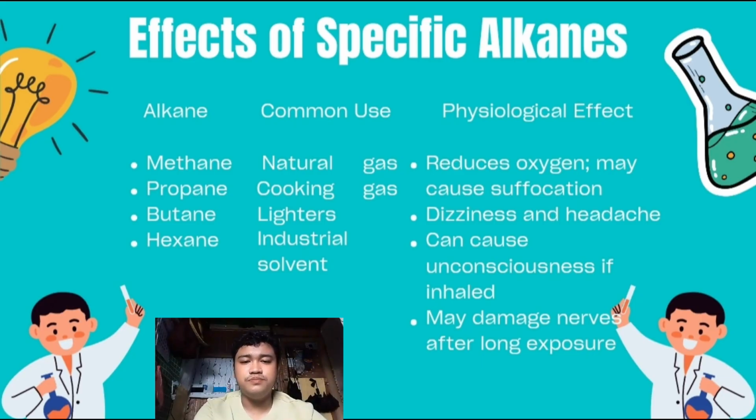Next is hexane. Hexane is always used as an industrial solvent. It is distinct from the others. Their effects are similar, but it mostly damages your nerve cells. So even though our alkanes have many uses in our daily lives, we still need to use them wisely and handle them properly, or use PPE if possible to avoid their harmful effects.